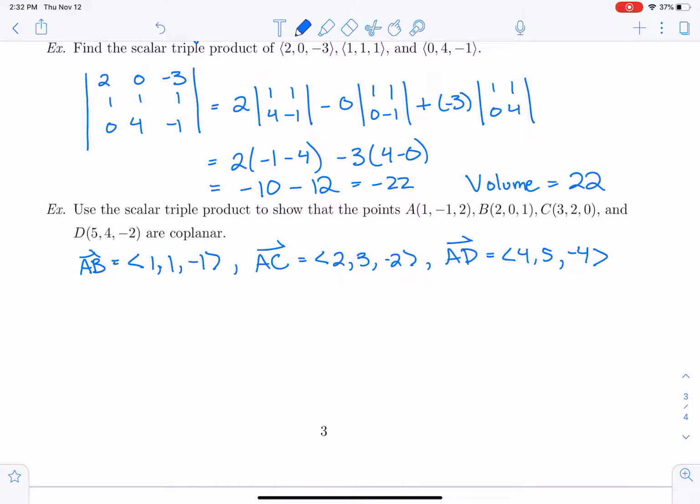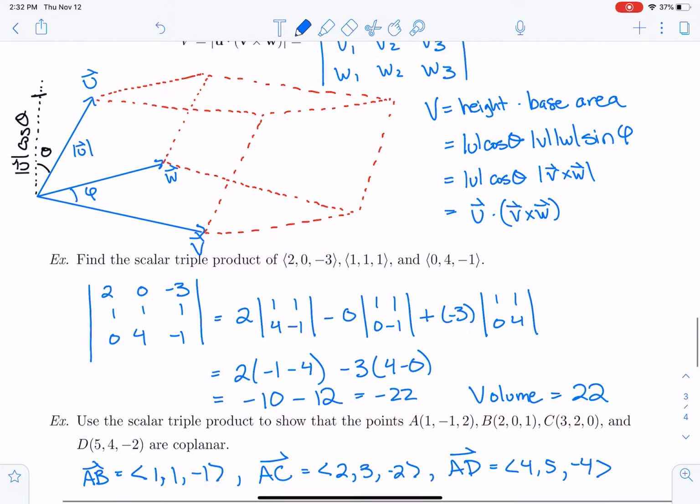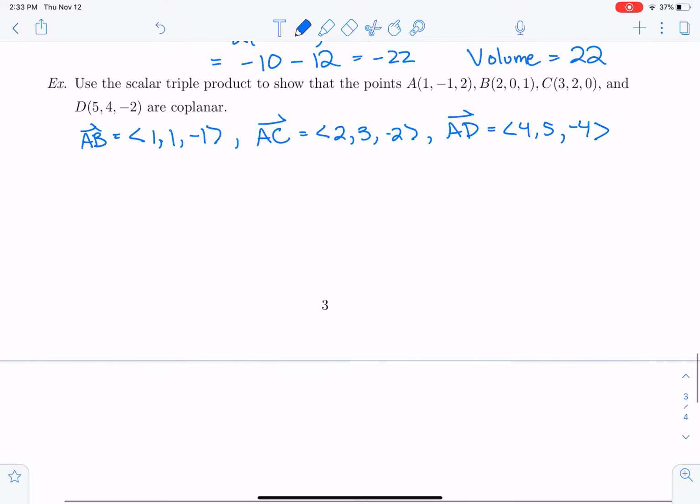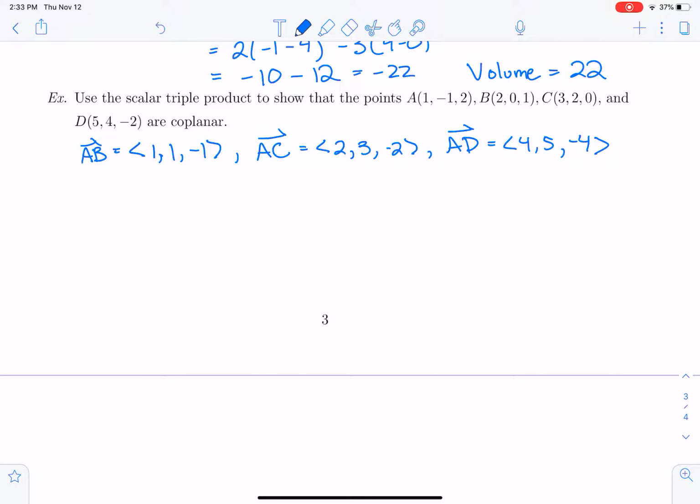And if we have these three vectors, we can take the scalar triple product of these three vectors. And if that scalar triple product is 0, then what we have is a parallelepiped that has no height to it. So that means that all three vectors must lie in the same plane, and therefore all 4 points are coplanar. So we'll do this last computation. We will take this triple product of these three vectors.